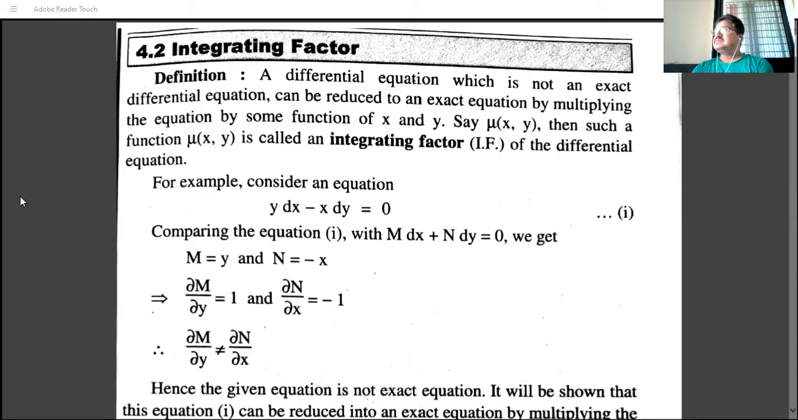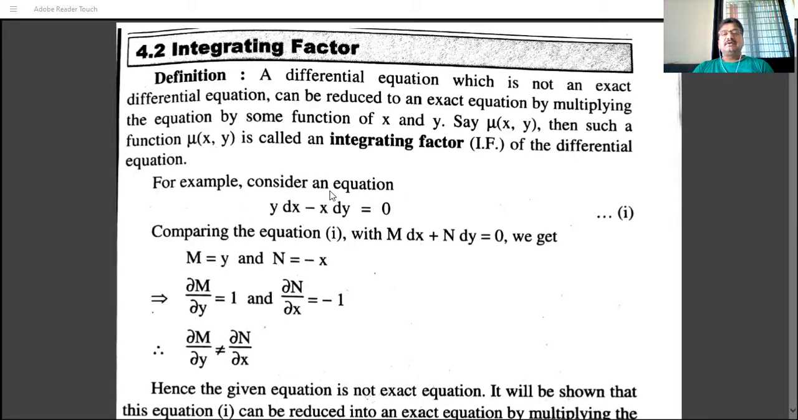In that case, we can reduce the differential equation to an exact differential equation by multiplying by some function of x and y, and that factor is called the integrating factor. That is, the integrating factor is the function of x and y by which, if we multiply the given differential equation, it becomes an exact differential equation.